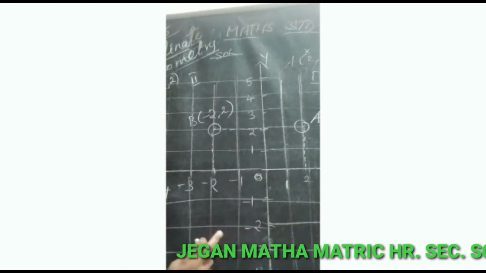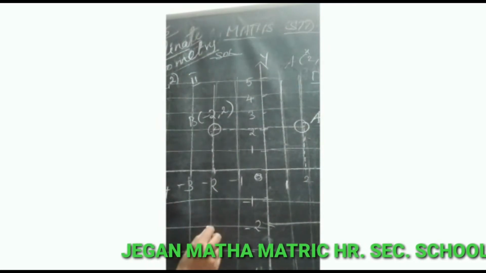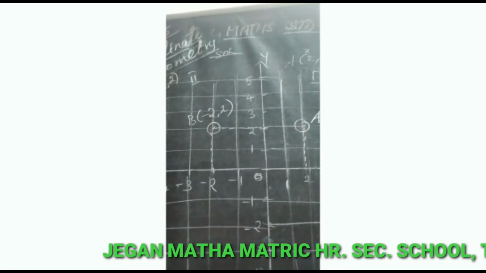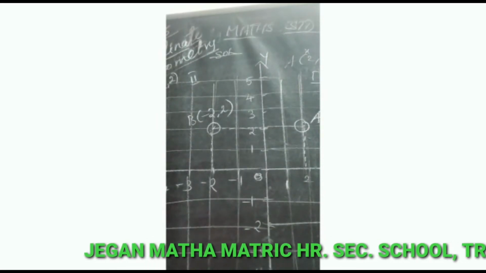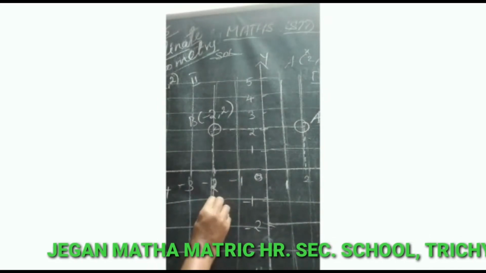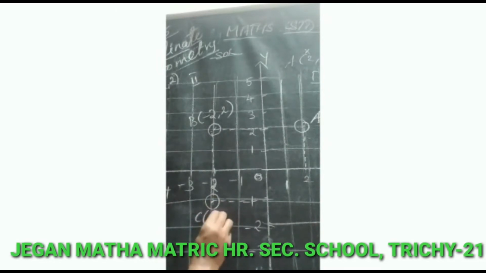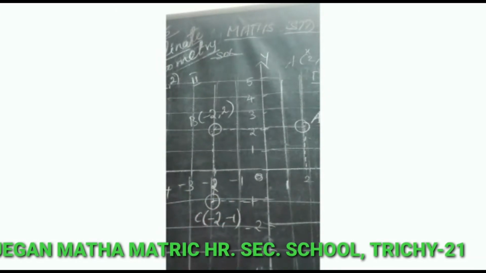See the third point. Point C is minus 2 comma minus 1. Both are negative, which means it is in the third quadrant. Here is minus 2 on the x axis, and minus 1 is here on the y axis. Put the point here. Point C is minus 2 comma minus 1.